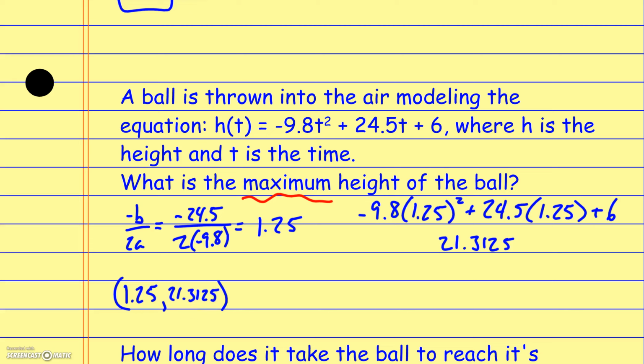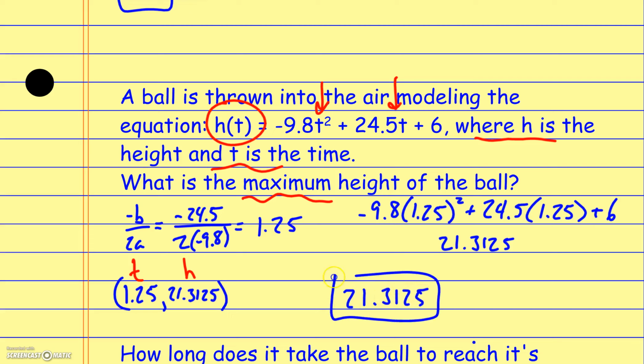So now when I look at this thing, it asks for the maximum height of the ball. Well, the maximum height's not going to be an ordered pair. The maximum height's going to be a single value. So I need to interpret this thing. It told me that h was the height and t was the time. And when we look, h is in the position of y and t is in the position of x. So I've got t instead of x and I've got h instead of y. So if asked for the maximum height, it's just asking for the y value. So the answer to this one is the 21.3125. And that's it. Okay?